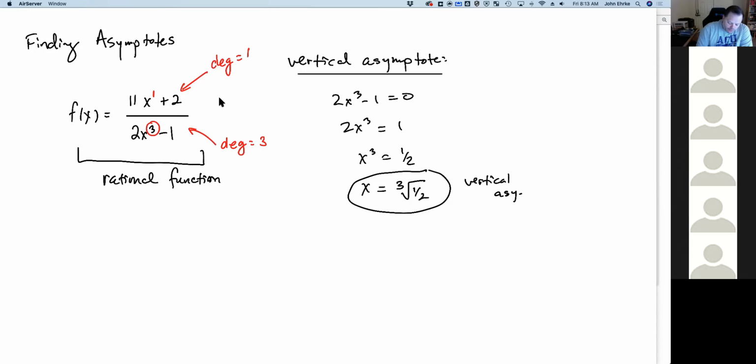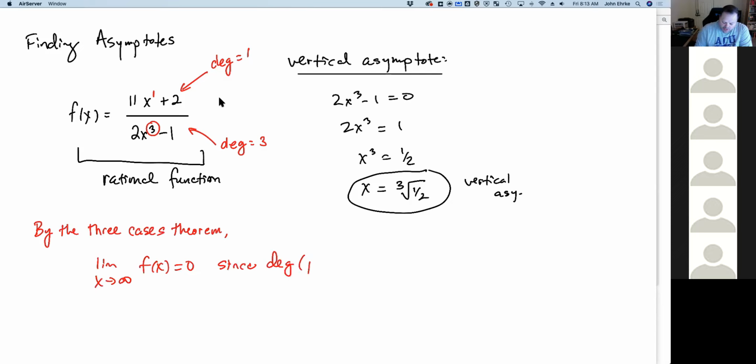So by the 3 cases theorem that we had in class, the limit as x approaches infinity for this function turns out to be 0, since the degree of p of x, being the numerator, is less than the degree of q of x, which is the denominator polynomial.